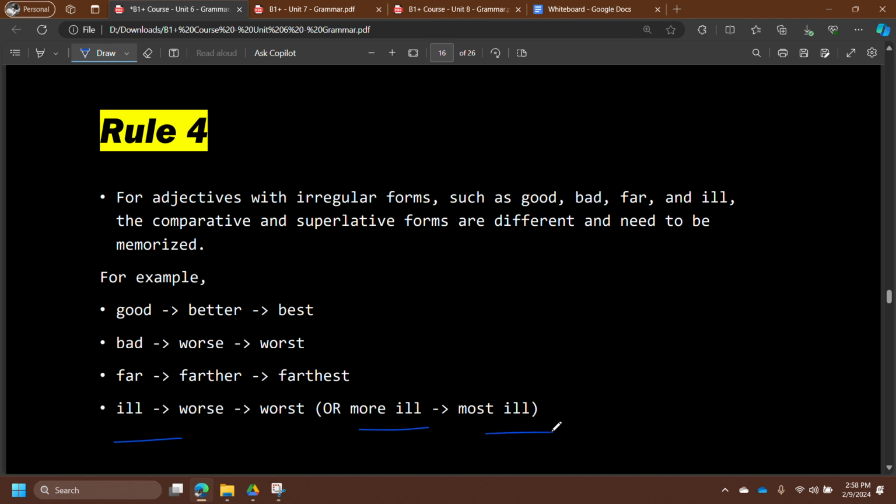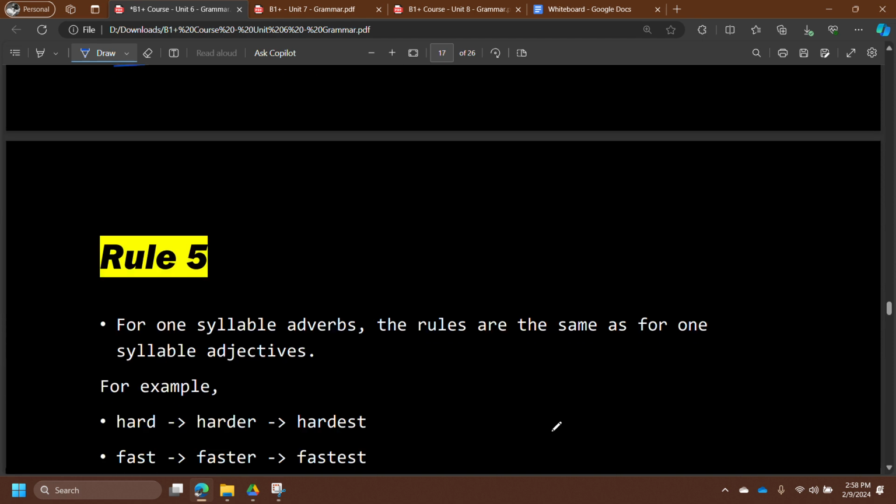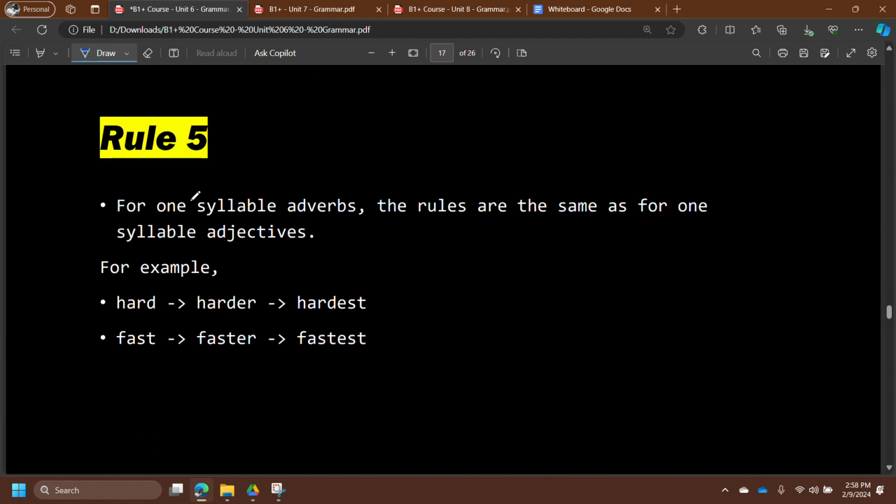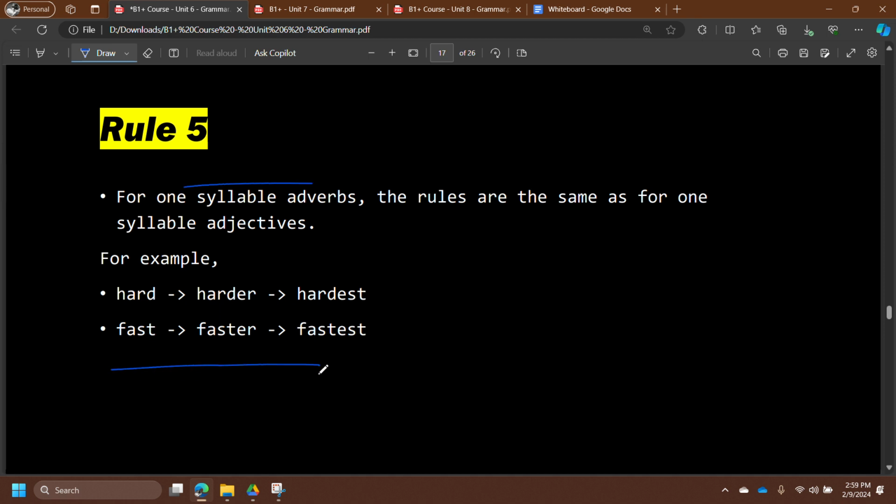Okay? Now continuing. Rule number 5. For one syllable adverbs, the rules are the same as for one syllable adjectives. For example, hard becomes harder and then hardest. Fast, faster, and fastest. Okay?